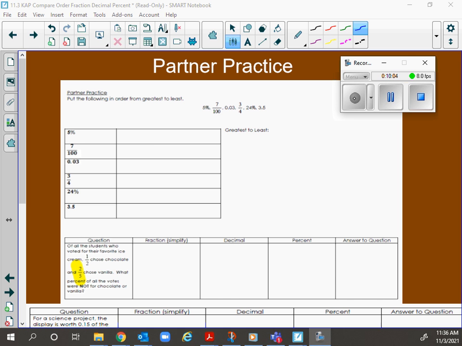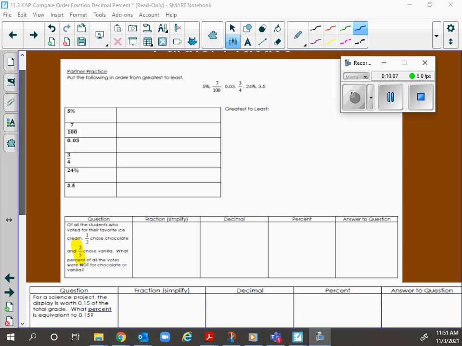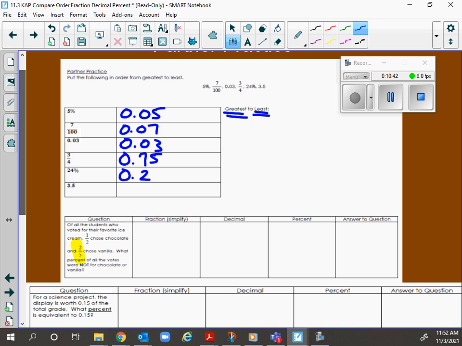Okay, so this problem asks us to go from greatest to least. So we've got to be very careful. Again, I think the best thing for us to do is convert these quickly to decimals. 5% as a decimal is 0.05. Be very careful. Some kids put 0.5, and that's wrong. That's 50%. This is 7 over 100, so as a decimal, it would be a 7 in the 100th place. This is just completely left alone. 3/4 we know is a benchmark fraction and decimal. That's 0.75. 24% is 0.24 as a decimal.